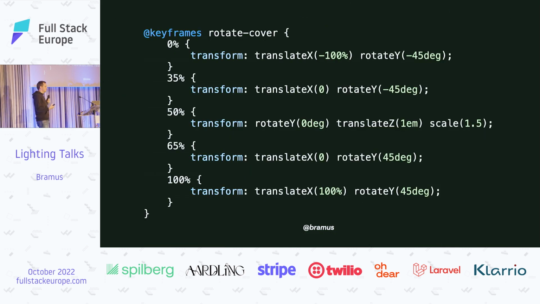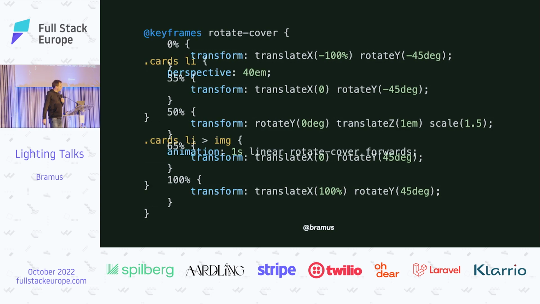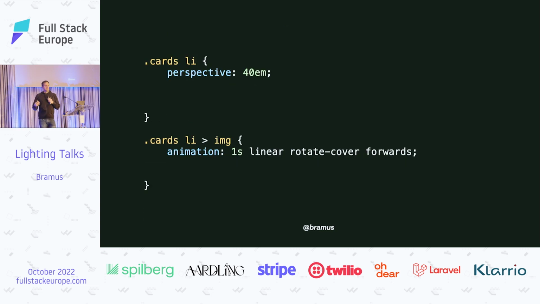The animation looks like this. It's a set of keyframes that rotates the cover. So at the 0% mark, the cover will be rotated like this. And at the 50% mark, the albums will be facing you, so they won't be rotated. And at the 100% mark, they will be facing sideways again, but on the other side. These are the keyframes. We link them up using a regular animation property. We give the name of the keyframes there. Oh, and don't forget the perspective on the wrapper, because otherwise the 3D stuff won't work, actually.